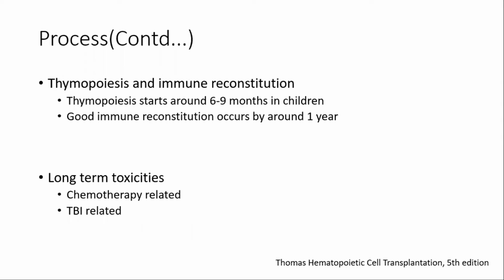And next, at around 6 to 9 months, this will be the time when your thymopoiesis, which we saw earlier, happens. And it starts a bit late in adults because the thymus is smaller and less functioning. And generally around 1 year, the immune reconstitution fully occurs, and we are able to stop all prophylactic medications, and then we start all vaccinations again, because this is a new immune system.